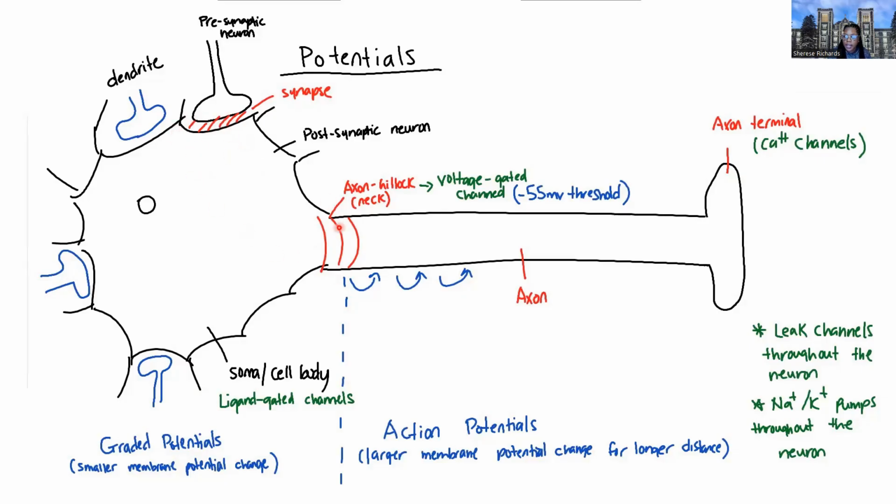Then we get to the axon hillock. This is where neural integration takes place. Okay, this is where all of these signals that are being received are added, and we are assessing whether or not we have enough of a change to get to -55. And if we do, then we begin the action potential at the axon hillock.